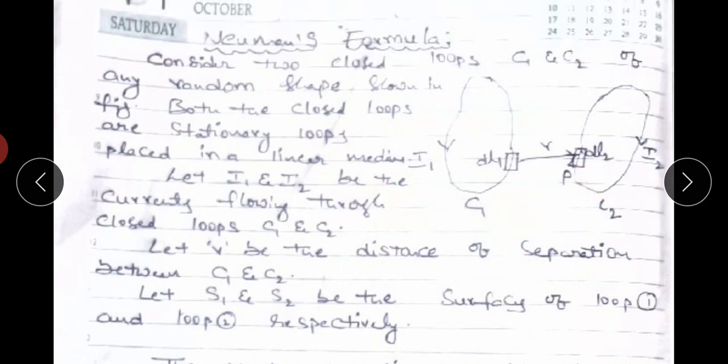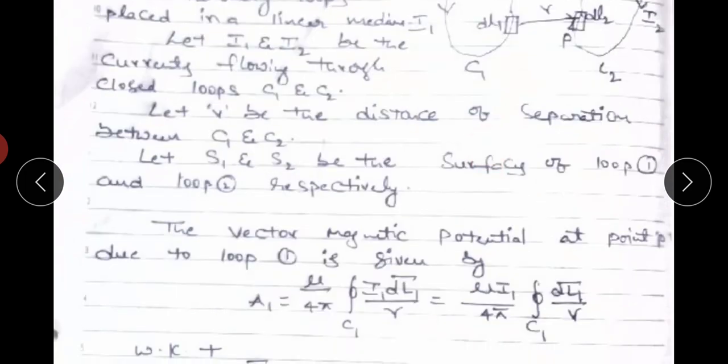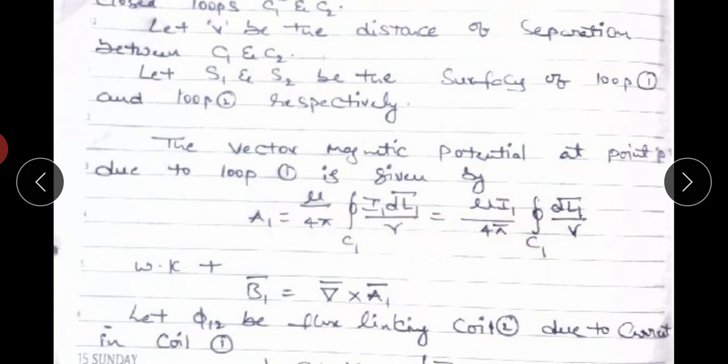So first, here two loops C1 and C2, irregular closed loops. Next, I1 is C1 current, I2 is C2 current, and the distance between dl1 and dl2 is R. Point P is located at dl2. We know that the vector magnetic potential at point P due to loop 1 is given by A1 equals mu by 4 pi closed line integral I1 dl1 bar by R, or it equals mu I1 by 4 pi closed line integral dl1 by R. We already derived this expression for vector magnetic potential, and we know the relation between vector magnetic potential and magnetic flux density: B1 bar equals del bar cross A1 bar.